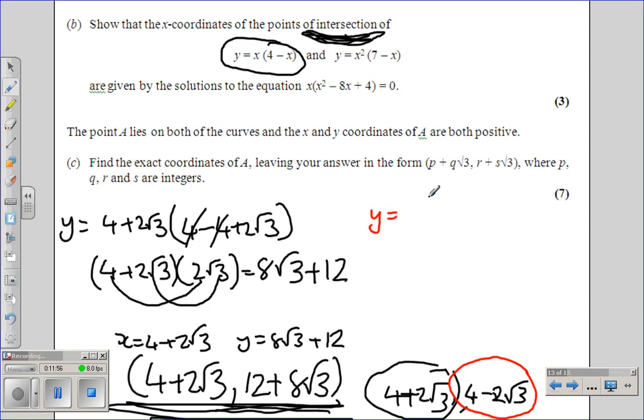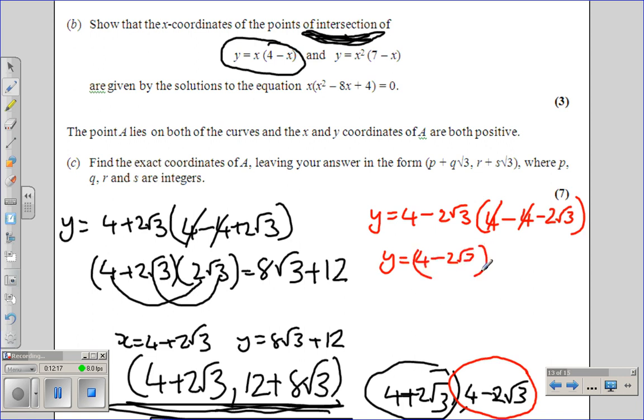y equals x, which is 4 minus 2 root 3, multiplied by 4, subtract 4 minus 2 root 3. That goes, so y equals 4 minus 2 root 3, all multiplied by minus 2 root 3. And when we multiply that out, you get 4 multiplying this, which would give you negative 8 root 3, and then negative 2 root 3 times negative 2 root 3, which gives you positive 12. And if you work out 12 take away 8 root 3, that must be a negative number, although only just.